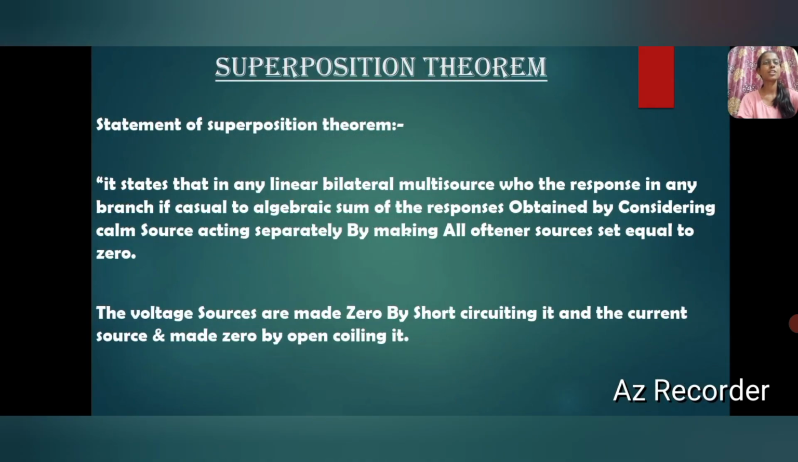The superposition theorem states that in any linear bilateral multisource network, the response in any branch is equal to the algebraic sum of the responses obtained by considering each source acting separately, by making all other sources equal to zero, where the voltage sources are made zero by short circuiting them and the current sources are made zero by open circuiting them.